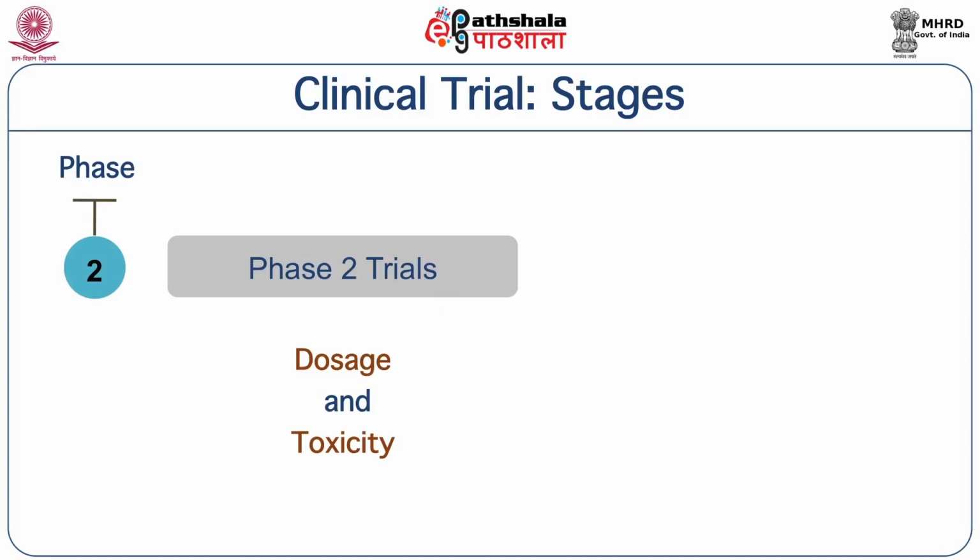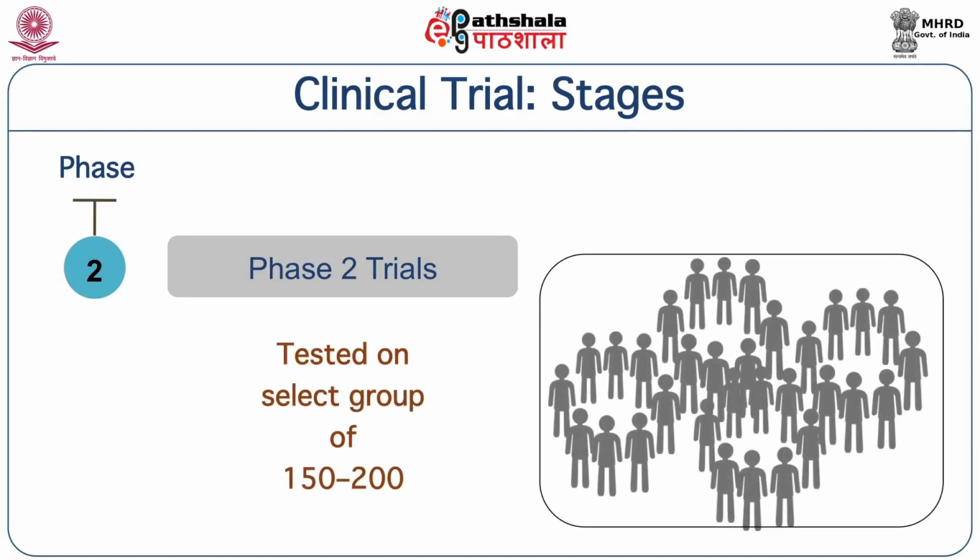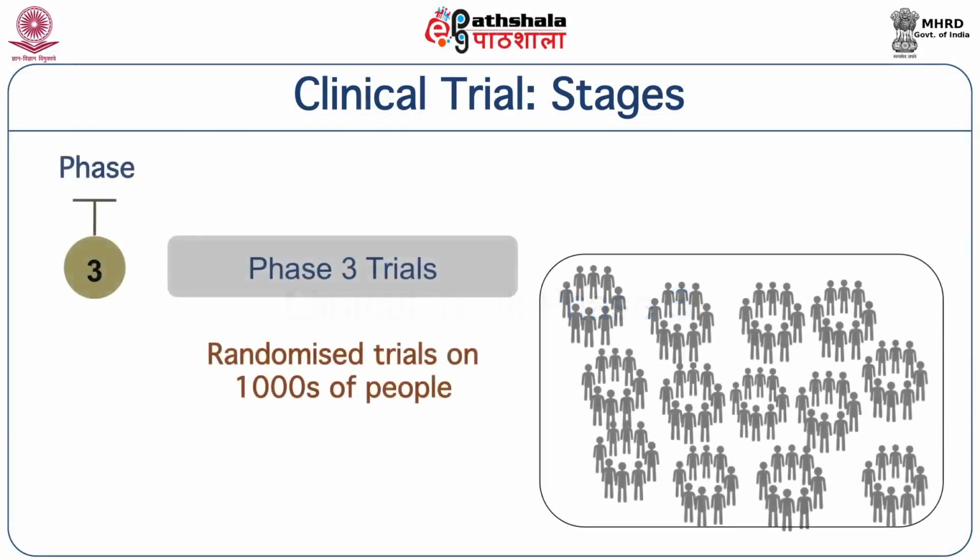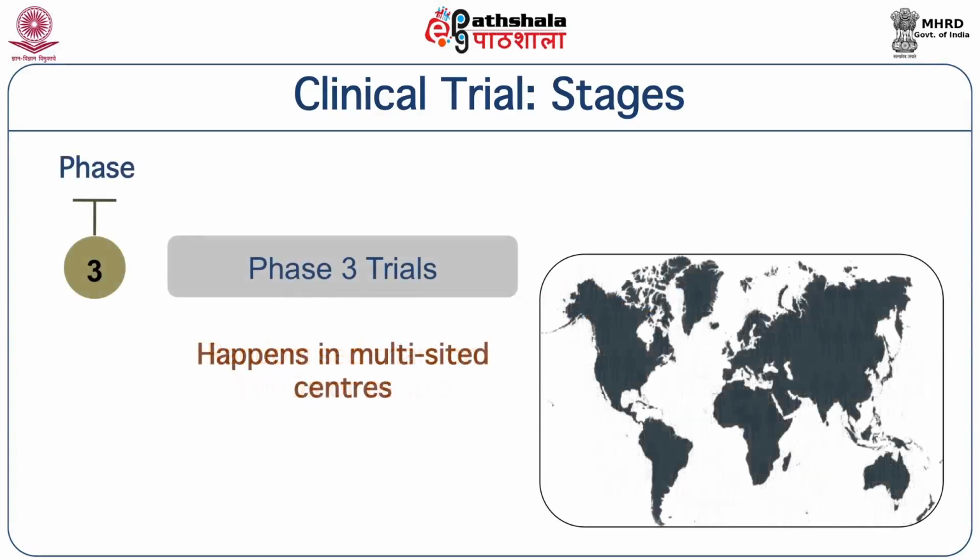In this phase 2 trial, the dosage of the drug and the toxicity of the drug will be tested on a select group, say 150 to 300 people. And if that is permissible and the human responses are safe enough, then it moves on to phase 3 trials. Phase 3 is a randomized trial done on thousands of people. Phase 3 trials are conducted at multi-sited centers, meaning that trials are done in Kenya, India, Brazil, Japan. So it is a multi-sited recruitment. Hundreds and thousands of people are recruited into a single drug testing.